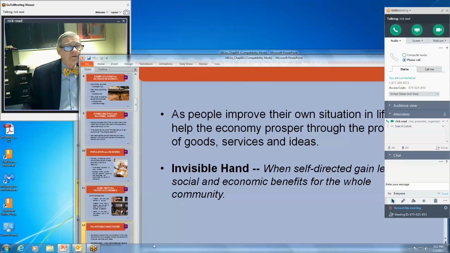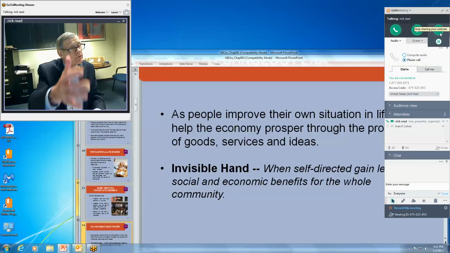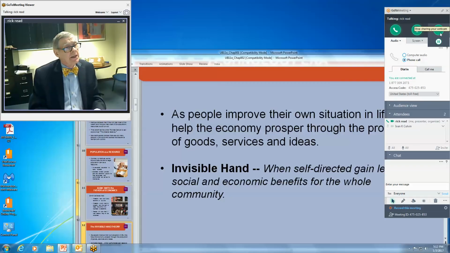Smith went on to say that as people improve their own situation, they'll help others improve their situation as well. And then he introduced what he called the invisible hand. When self-directed gain leads to social and economic benefits for the whole community.